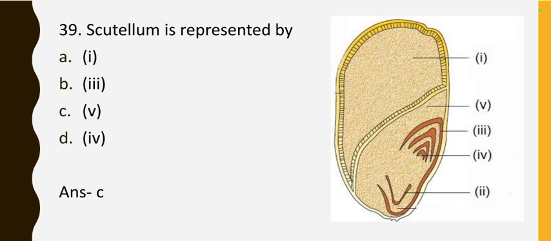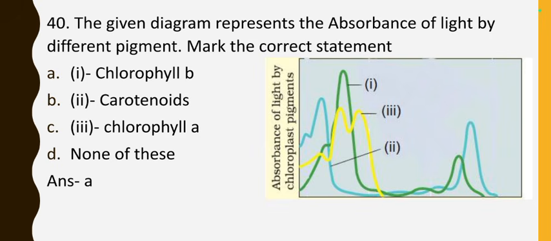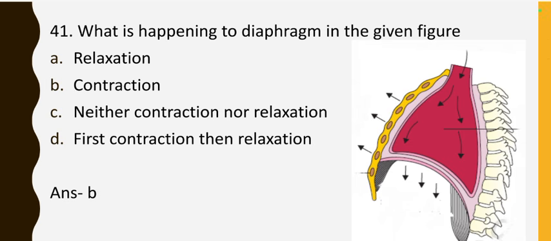Scutellum is represented by the fifth labeling, that is, it is equivalent to the cotyledon in monocot. The given diagram represents the absorption of light by different pigments. Mark the correct statement. The correct statement is labeling 1, that is chlorophyll b. What is happening to the diaphragm in the given figure? In the given figure, the diaphragm is undergoing contraction.